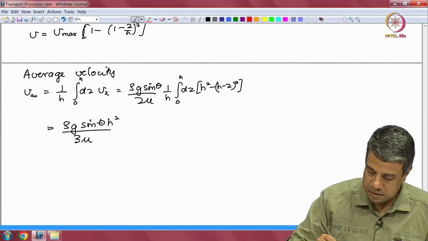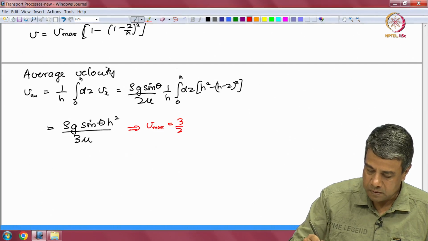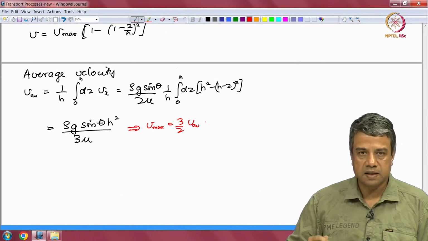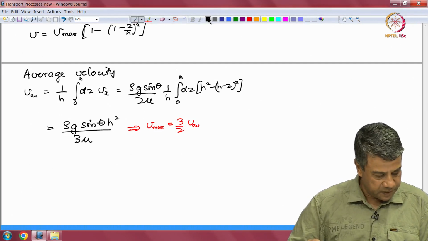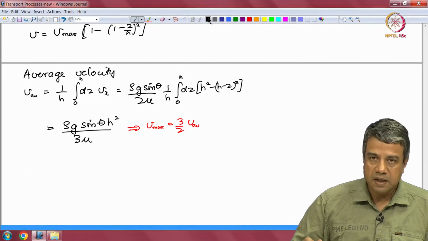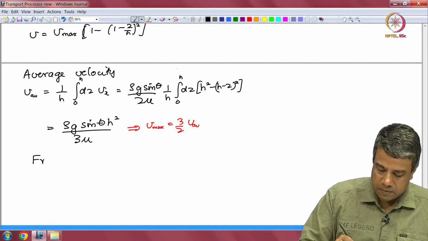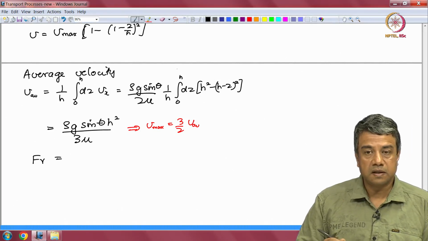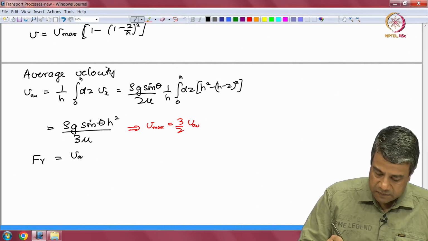This implies that V max is equal to 3 by 2 V average. Okay. In this case, the maximum velocity is 3 by 2 times the average velocity. Okay. You can get an expression for the Froude number from this. Recall that the Froude number is the ratio of inertial and gravitational effects. Okay. V average by root g h.